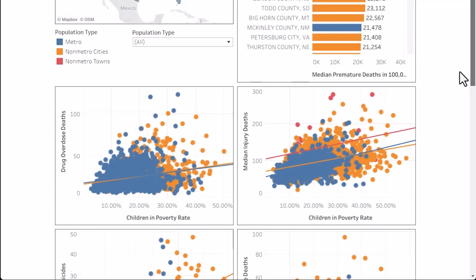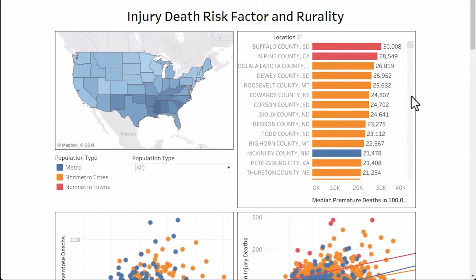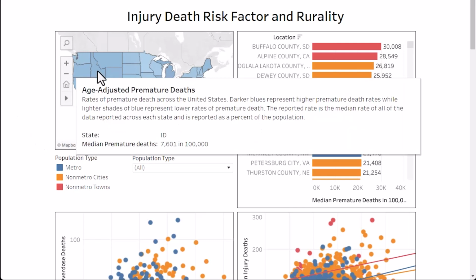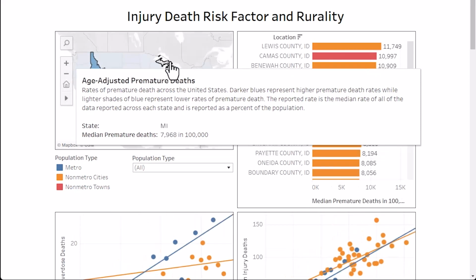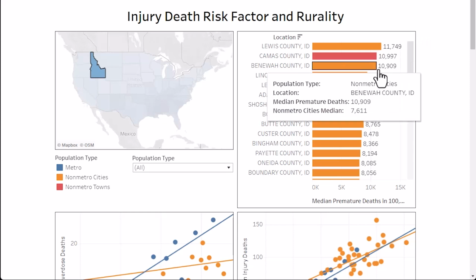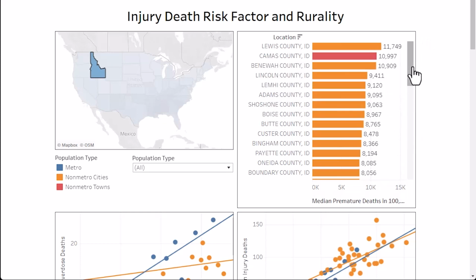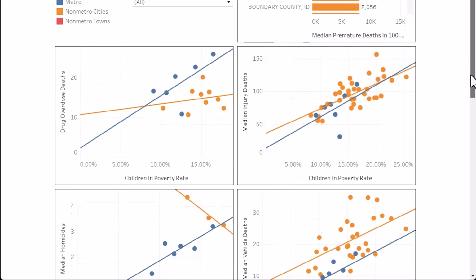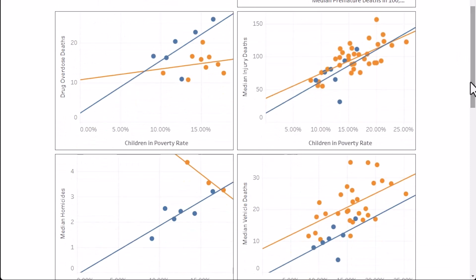Scrolling back up, what we can do next is use some filters. There are two ways that we can filter the data: first by state, and second by population type. If we click on any one state, let's say Idaho, we can filter the data by only the data from the state of Idaho. We can see a listing of all the counties in Idaho, and in descending order, their premature death rates. And down in our plots, they're also filtered to show only data coming from the state of Idaho.